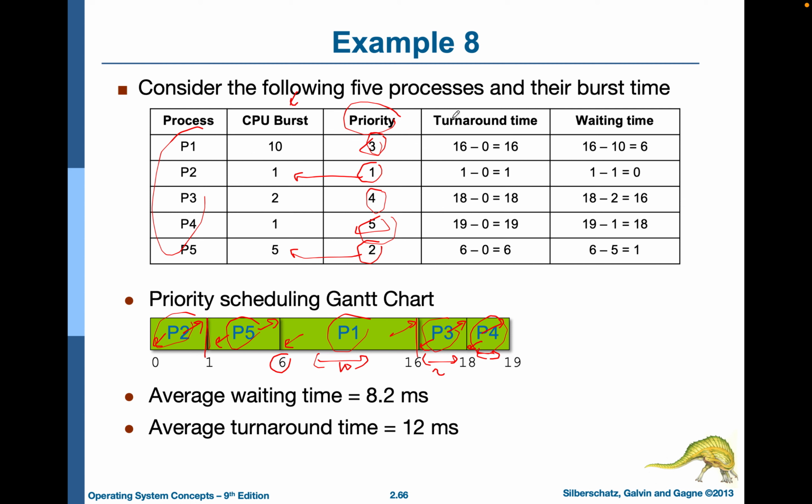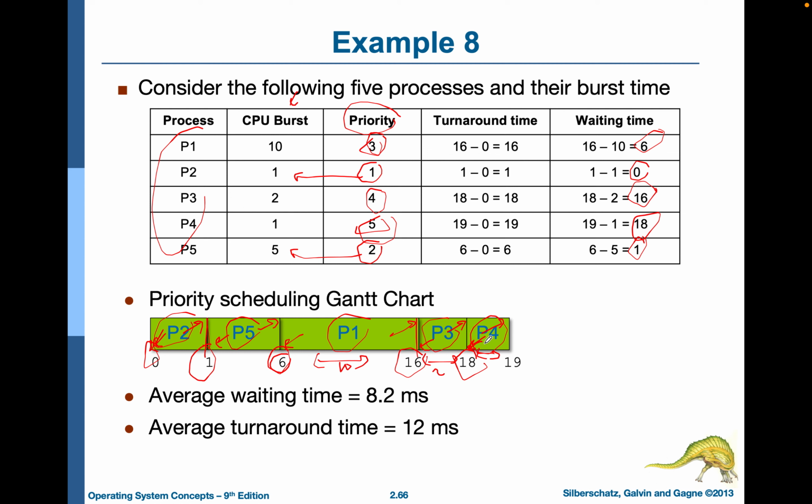And then you're going to have the waiting time of 1 minus 1 equal to 0. Supposedly, you can just put 0 here. And P5, you start at 1 here. P1, you start at 6. P3, you start at 16. That's why your waiting time is 16. And P4 is 18.